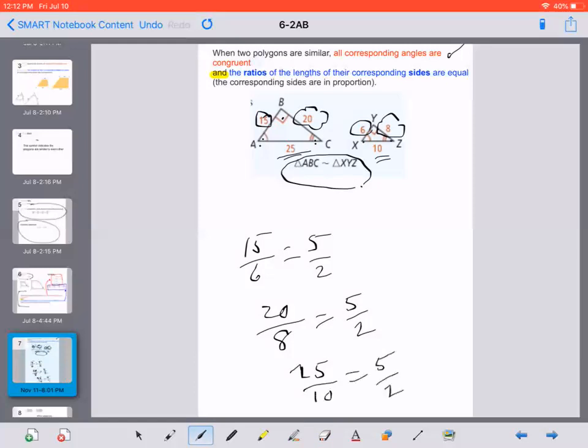And so we see that the second part of this definition is true. All the corresponding sides are in proportion. And we knew that this full weight of this definition would be true because we were given this similarity statement.